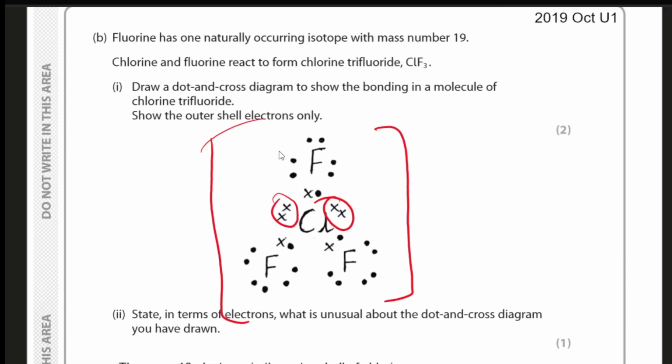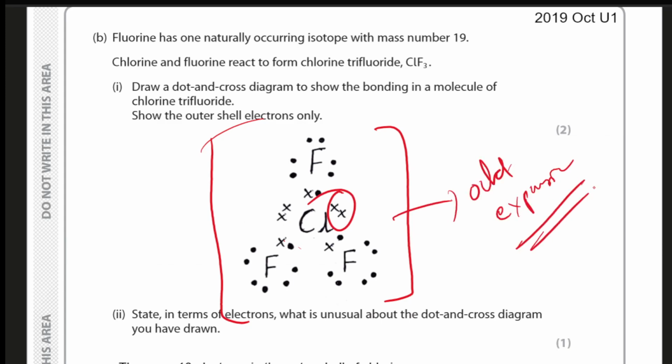Now the unusual thing is that there are 10 electrons in the outer shell. If you see, 1 2 3 4 5 6 7 8 9 10, two extra electrons are there. So that means there is an octet expansion. You can also write octet expansion instead of writing this. So this is the unusual thing, because we normally know that for a full outer shell 8 electrons are required.